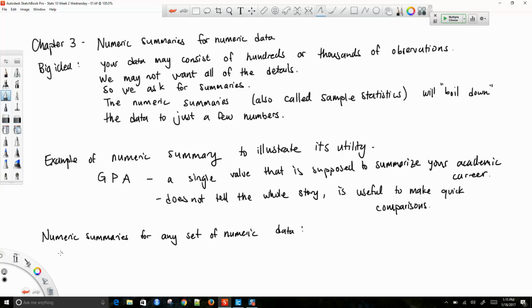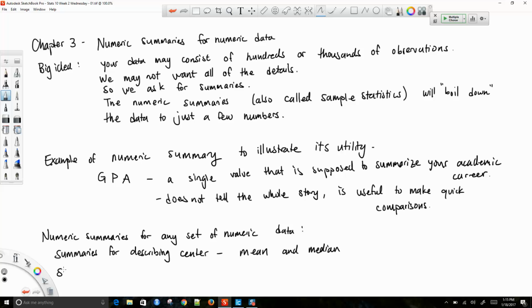And we have summaries for describing center, and that would be the mean and the median. And we're probably already familiar with some of these things.